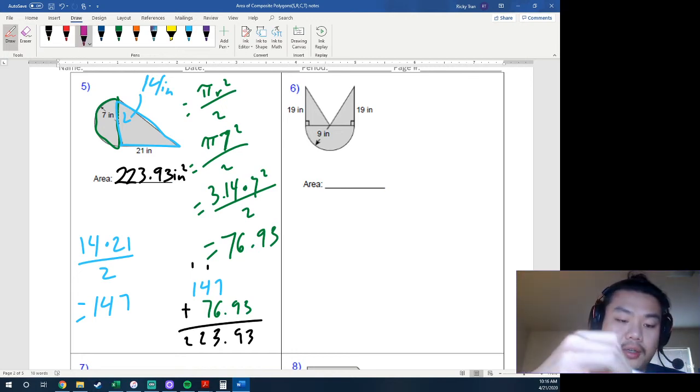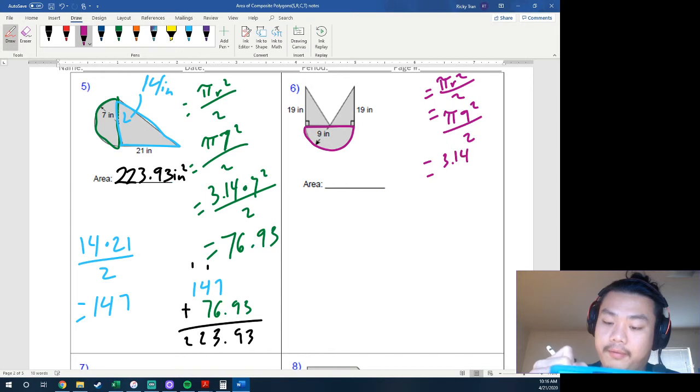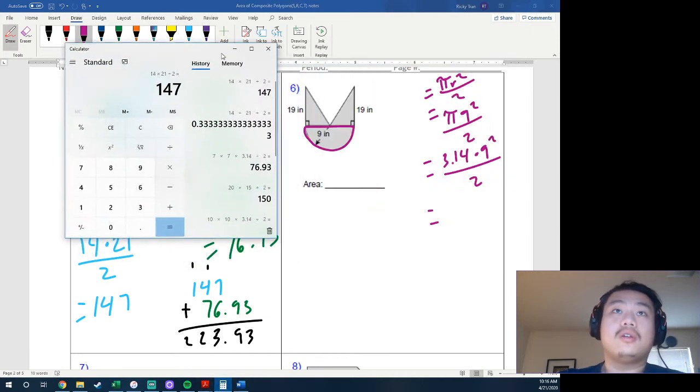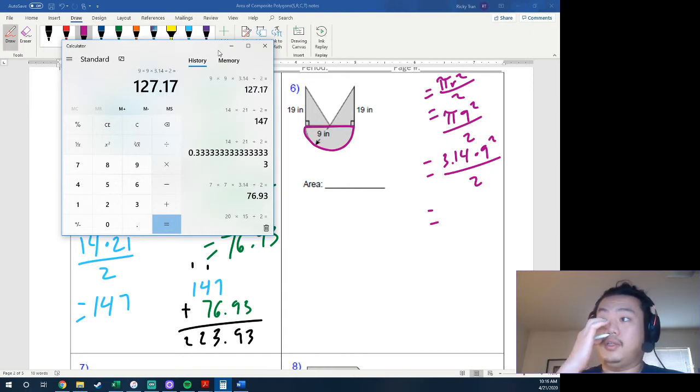Next question. Let's start with the semicircle. Okay, again, it's equal to pi r squared divided by 2, with pi 9 squared divided by 2, 3.14 times 9 squared divided by 2. And if we put that in the calculator, we get 9 times 9 times 3.14 divided by 2, 127.17.